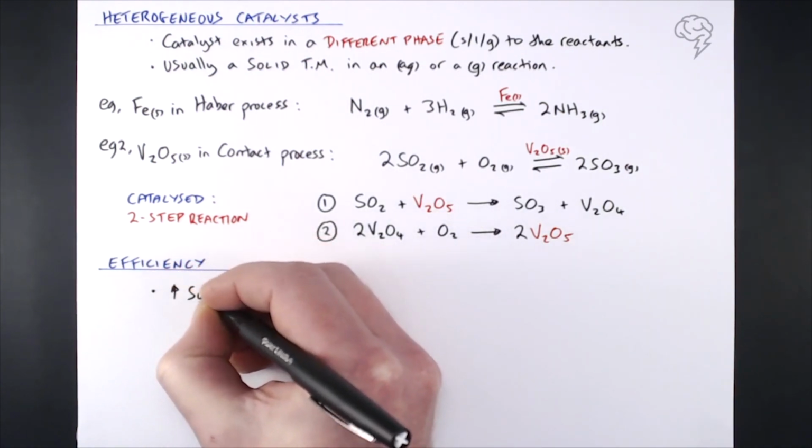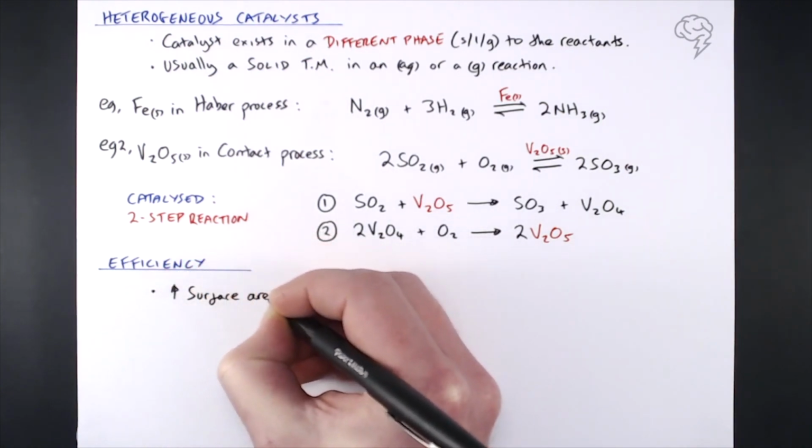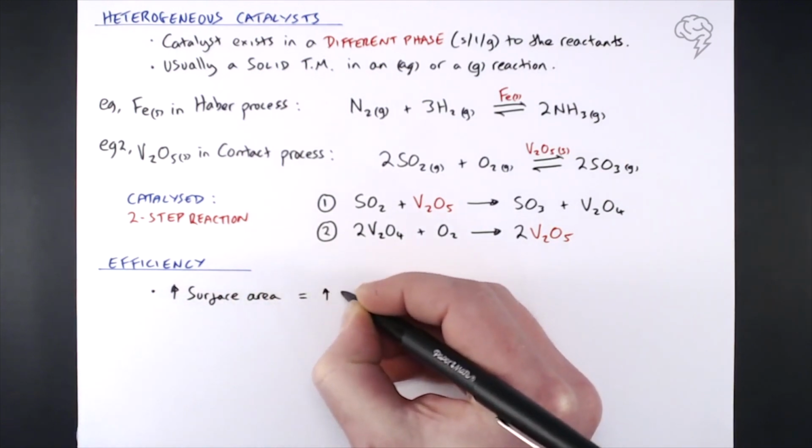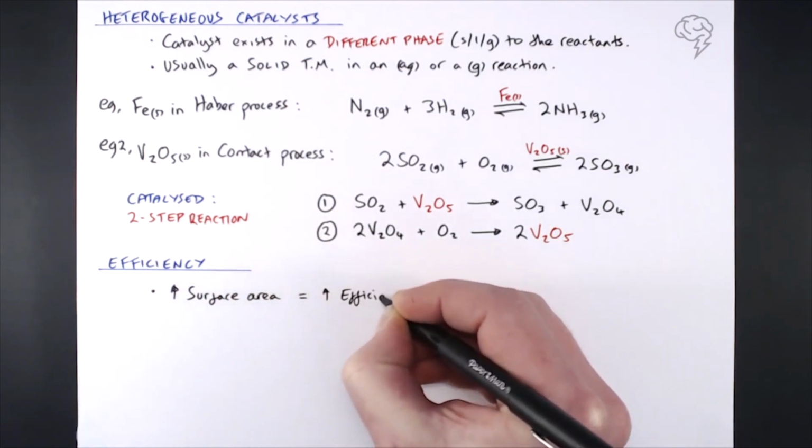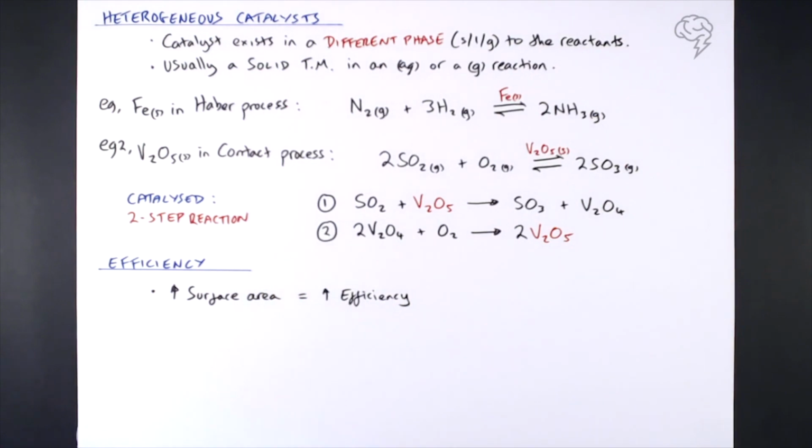Well, as I mentioned previously, increasing the surface area. So using ground up iron or ground up V2O5 actually increases the surface area, and therefore it's more efficient. It allows a greater surface area for the reactants to bind to and undergo the reaction that they need to.